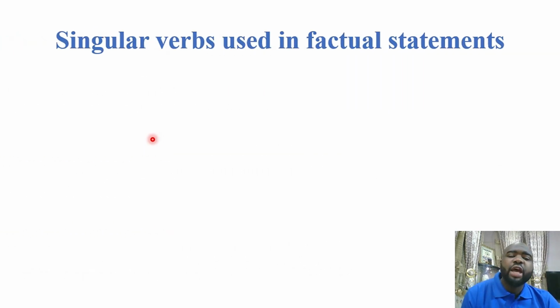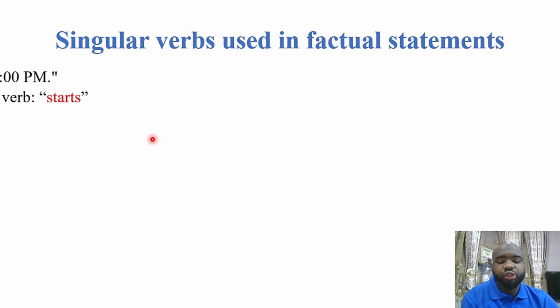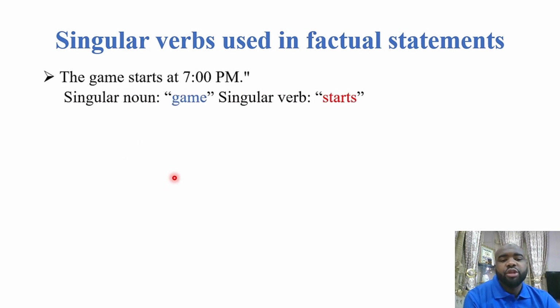Finally, we have singular verbs used in factual statements, all right? Statements that are considered to be true and facts, so they can't be changed. For instance, the game starts at 7 p.m. The game always starts at 7 p.m. So this statement will never change. The game starts at 7 p.m.